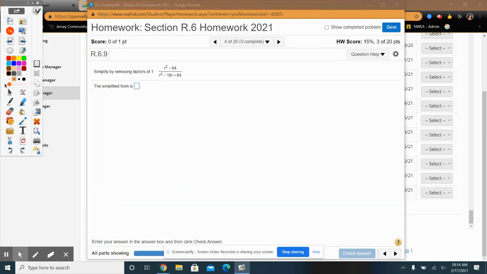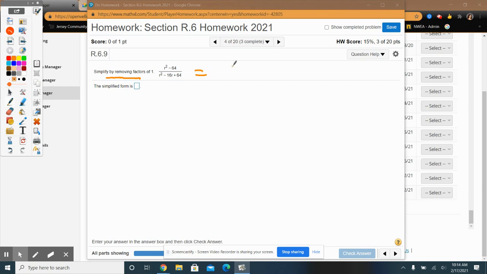Okay, now they're not asking us for the domain here, but I want you to still think about the domain. They're just asking us to simplify. They want us to simplify by removing factors that would cross out to simplify to 1. So on these, you're going to factor everything, the top and bottom. And removing these factors, what you're actually doing, if you were looking at the graph, is trying to find where the holes would be.